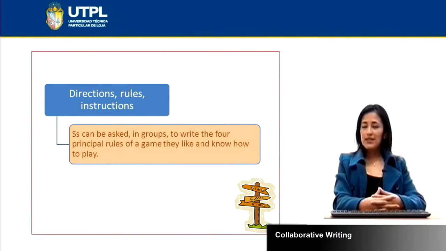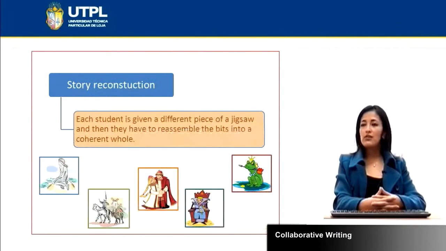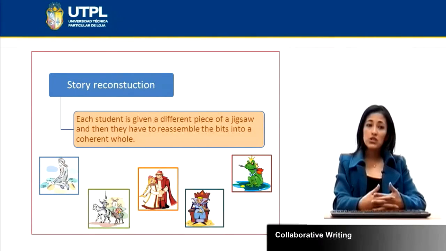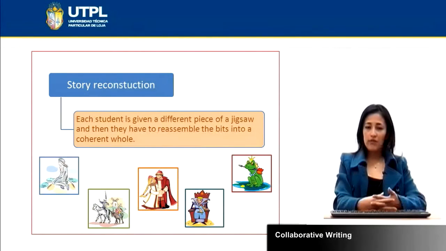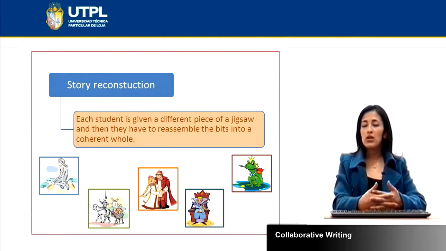Story reconstruction is a very interesting activity that we can use in our classroom. In this activity, the teacher is going to give students different pieces of a jigsaw, and then they have to reassemble the bits into a coherent whole. For example, I have used here different pictures, so the student needs to reorganize the pictures, or maybe select them in the way the student prefers, in order to create a story. So we can use these pictures. You can use other ones that can be found on the internet.